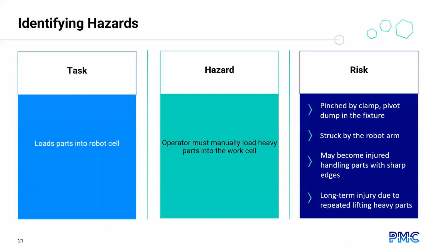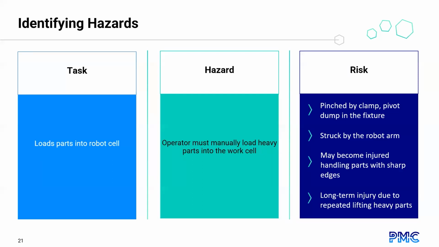So now let's see a practical example to clarify this idea. Let's assume that the operator carries out the task of loading parts into a robotic cell. One of the hazards we have is the operator manually loading these heavy parts into the robotic cell. So what are the risks of this activity? The operator can be pinched by a clamp, by a pivot dump or other tooling in the fixture. The operator can be hit by the robot arm, and the operator can also cut himself by picking up or placing parts with sharp edges, for example.